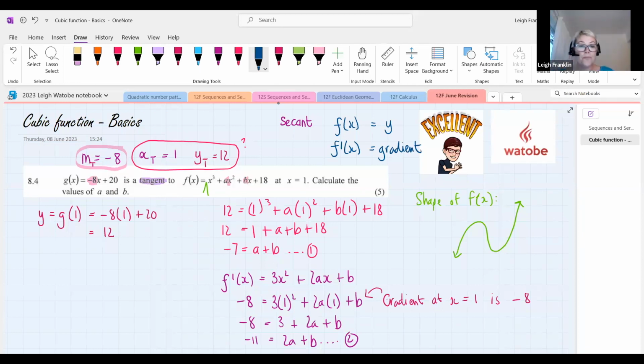Okay, so in this first line of pink writing over here, I'm subbing into f of x. Over here, I'm subbing into f prime x. So you've got to sub into f of x and you have to sub into f prime x.